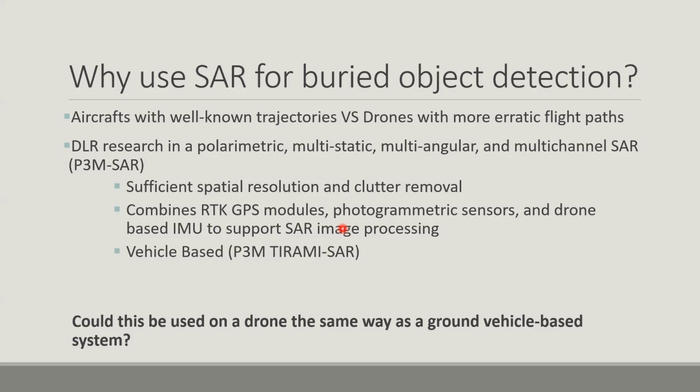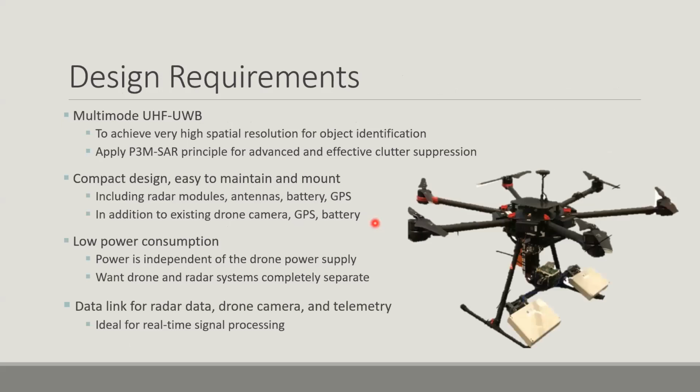So now we ask, could this system be used on a drone in the same way as a ground vehicle-based system? The design requirements for the vehicle-based P3M SAR are different from the drone. They need to be adapted for the arbitrary flight patterns and smaller module that needs to be used for the drone. The P3M SAR uses multi-mode ultra-high frequency and ultra-wideband radar for that high spatial resolution for its object detection and effective clutter suppression. So we need this for our drone.